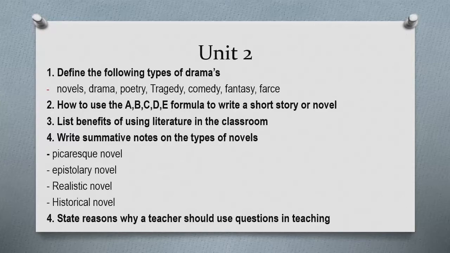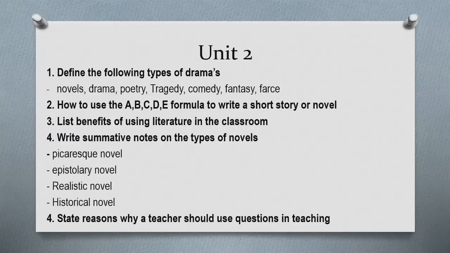Under Unit 2, you must be able to define the following types of dramas. Not only define, but you should be able to name them. For example, we have novels, we have drama, we have poetry, we have tragedy, we have comedy, we have fantasy, and we have a farce. These are the types of dramas. So you should be able to explain that a drama is a story with what, and that poetry is what and what. You should be able to explain the following.